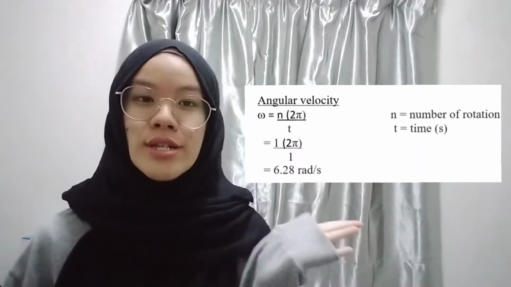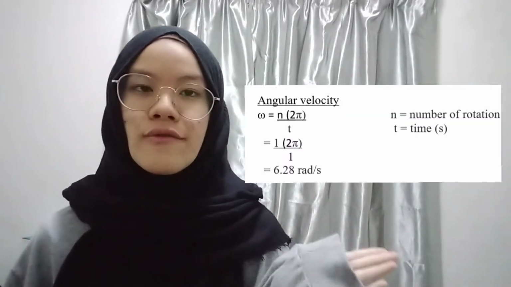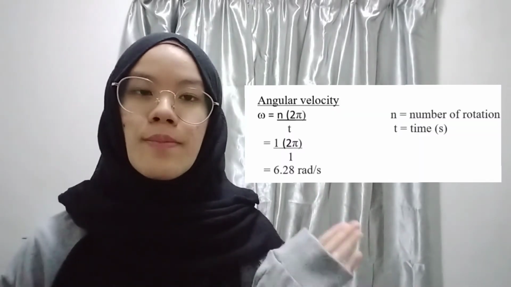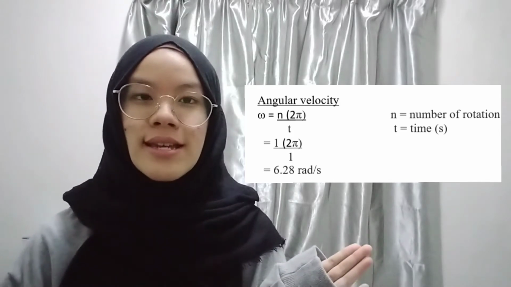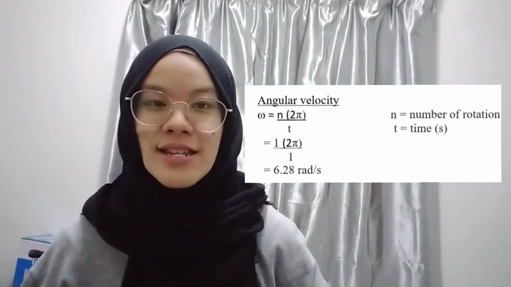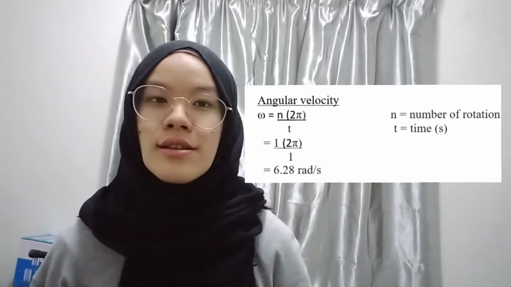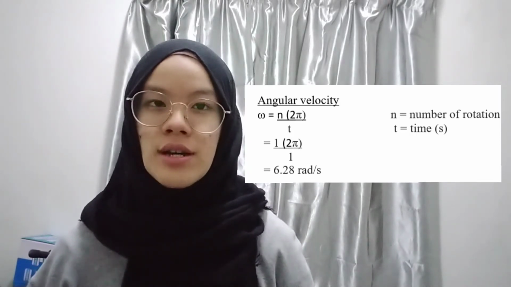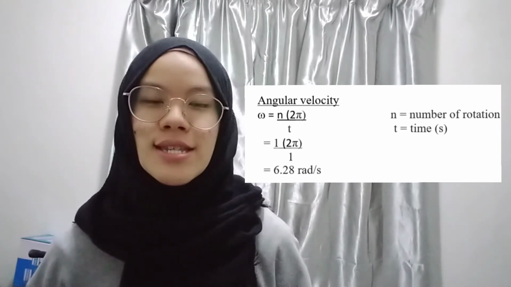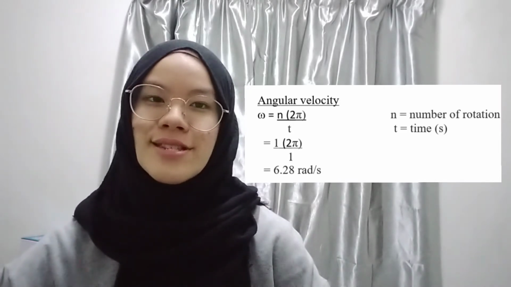To calculate the angular velocity, we can use this formula, which is angular velocity equals number of rotations times 2 pi over time taken. And if we replace the number of rotations with 2 rotations and 3 rotations, the value of angular velocity will be the same, which is 6.28 radian per second.